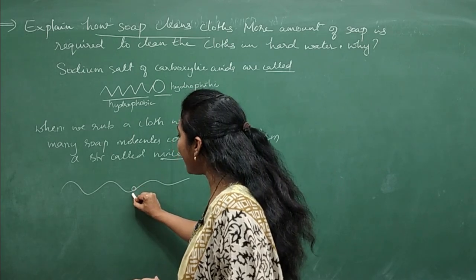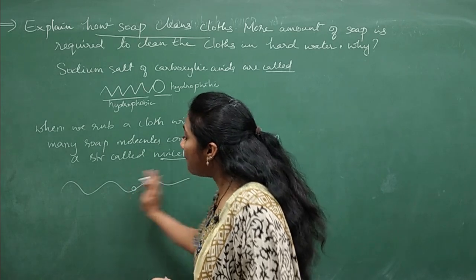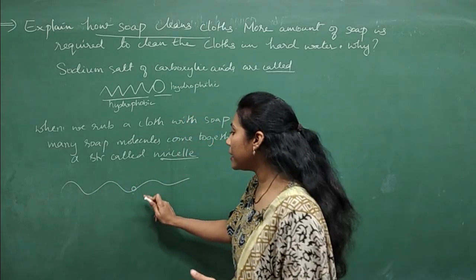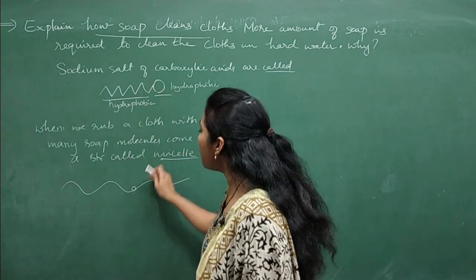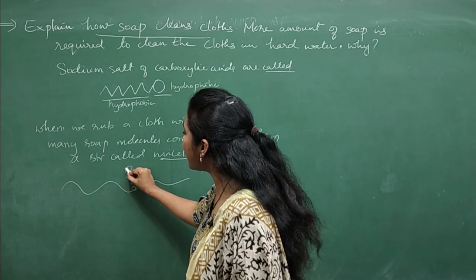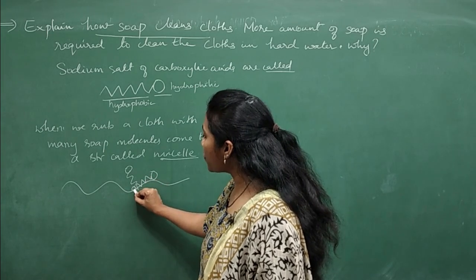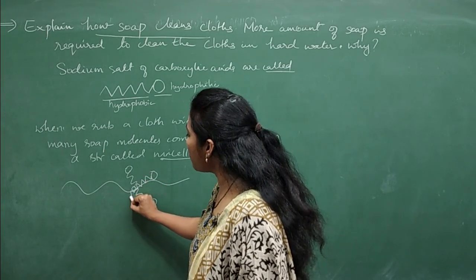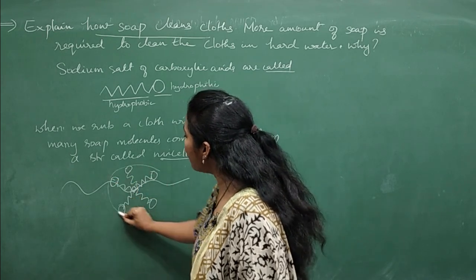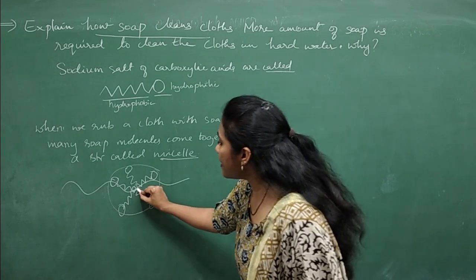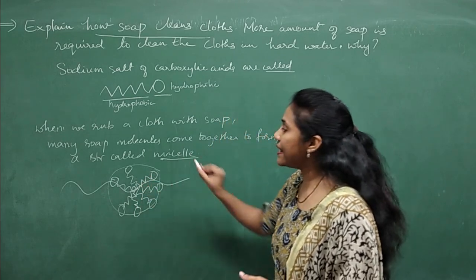If this is a dirt particle, this is our dirt particle. Okay, so when you wrap a cloth which contains a dirt particle, what happens? You will rub it with a soap, no? So many soap molecules would come and arrange like this around the dirt. See, this is one soap molecule, this is another soap molecule, this is another soap molecule, this is the other one, like this. All soap molecules would come and form a structure like this. This structure where soap molecules have arranged like this is called as micelle.